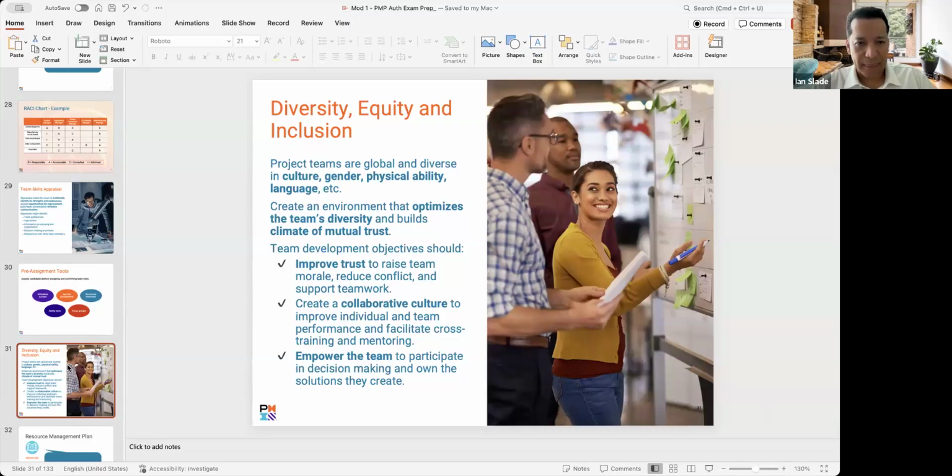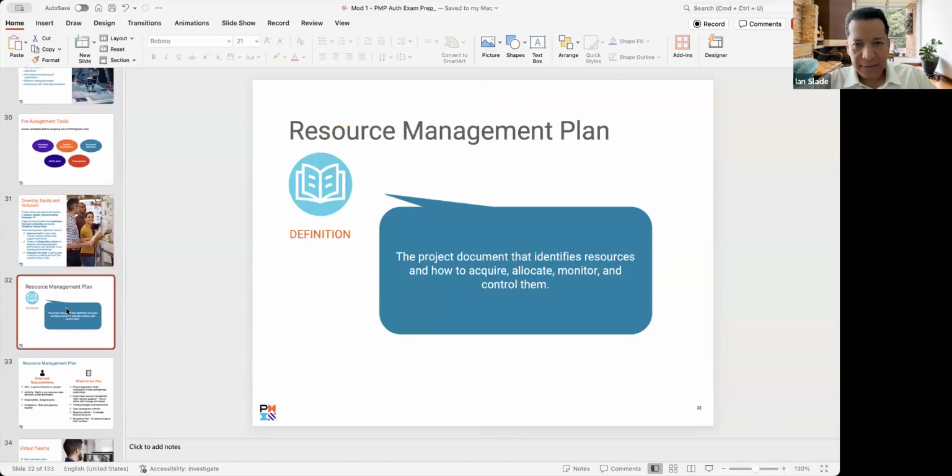Cool. Awesome. All right. So this was the resource management plan. Again, for the test, this is one of those things that you need to memorize. The resource management plan is the project document that identifies the resources. And notice how this word comes up again: acquire, allocate, monitor, and control. So you identify them, you acquire them, and then you manage them. Those are things that keep coming up. But the document that identifies resources is your resource management plan.